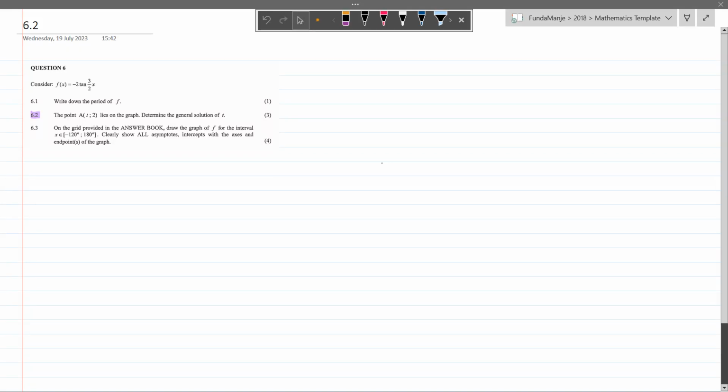6.2 says the point A lies on the graph. Determine the general solutions of T. So general solutions are basically like normal solutions that you have, except now this is for a periodic function. So when I say periodic function, I mean a function that repeats over time. That's what sin, cos, and tan do.